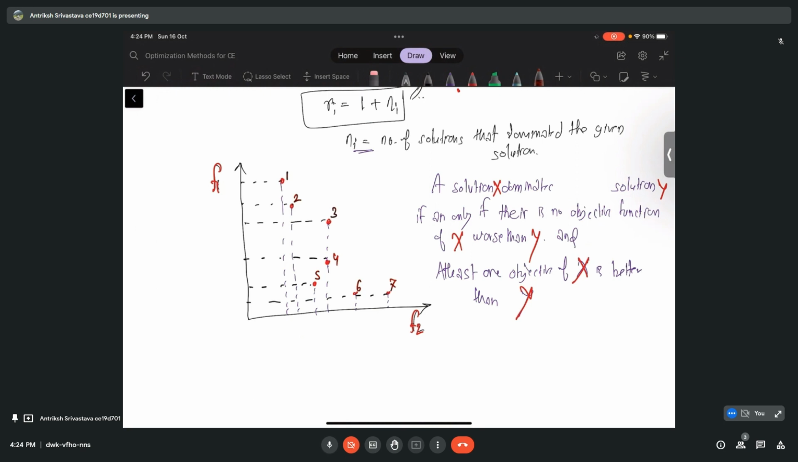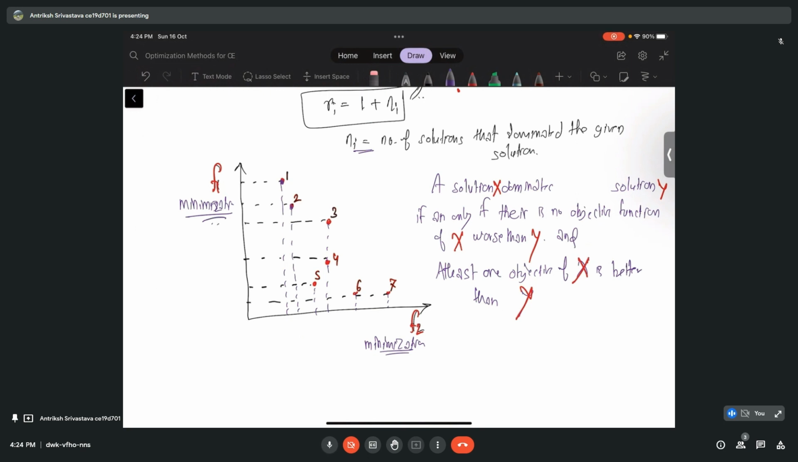1, 2, 3, 4, 5, 6 and 7. Let's look at solution 1 and 2 and consider that this is minimization of f1, and this is also minimization of f2.